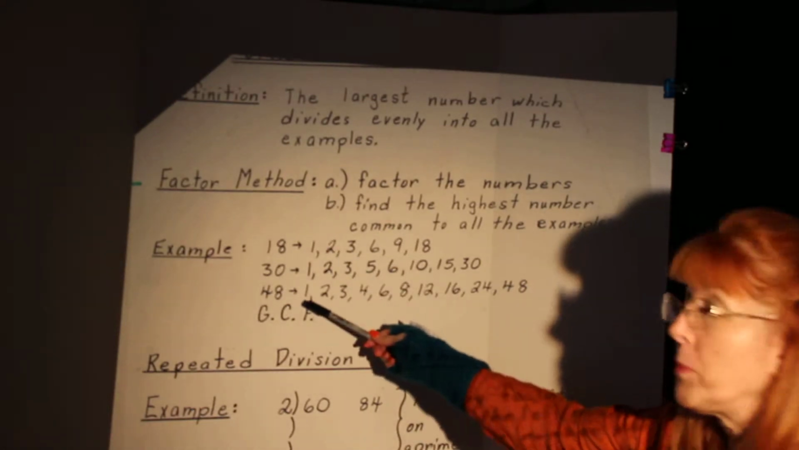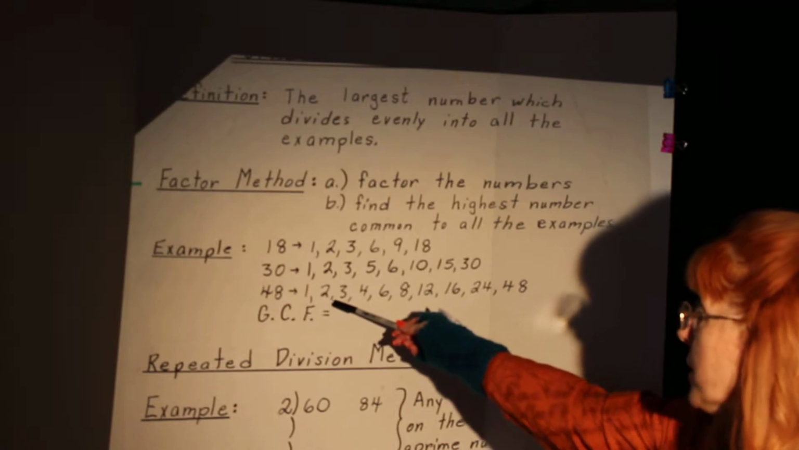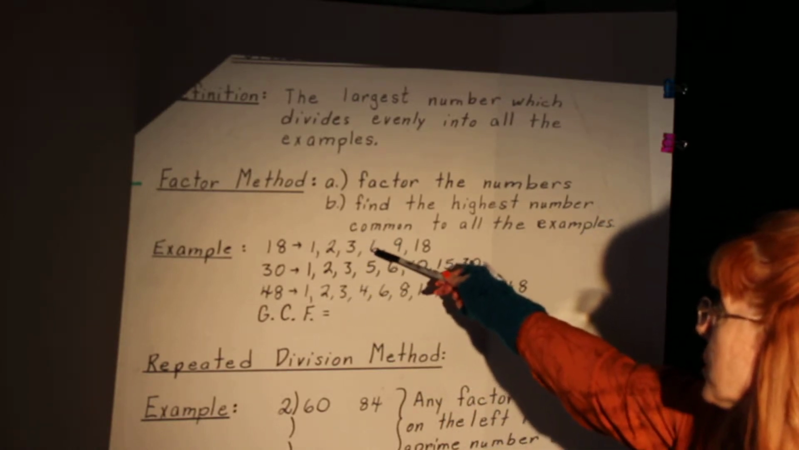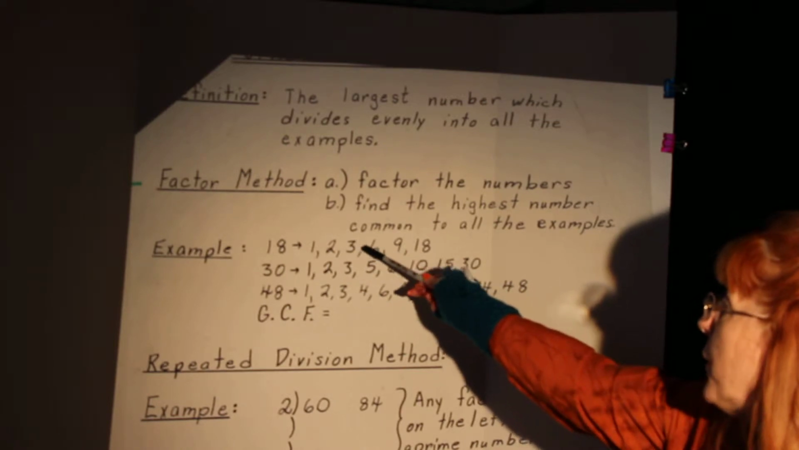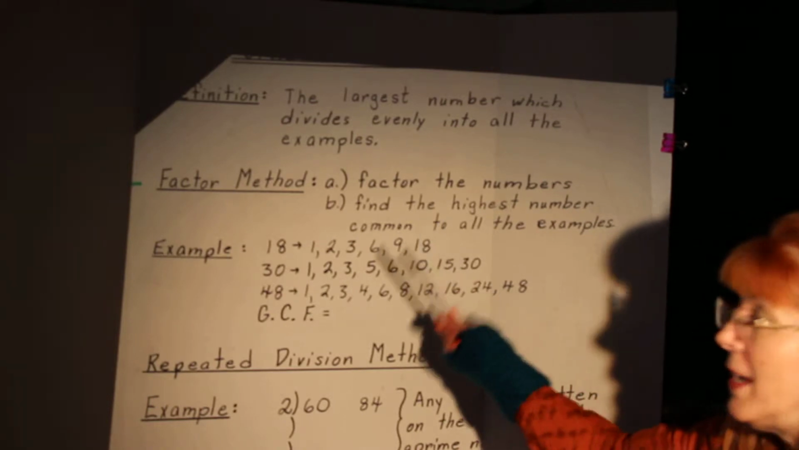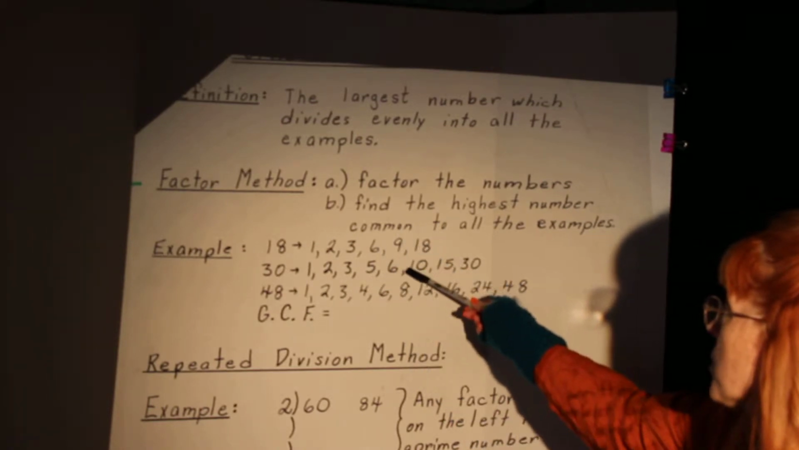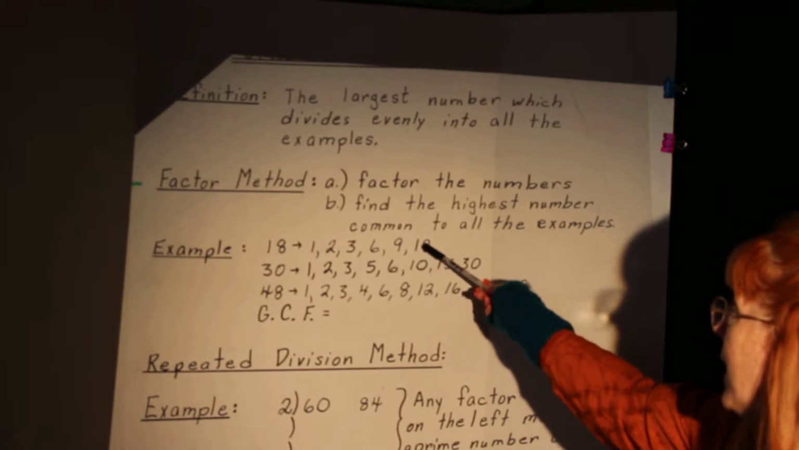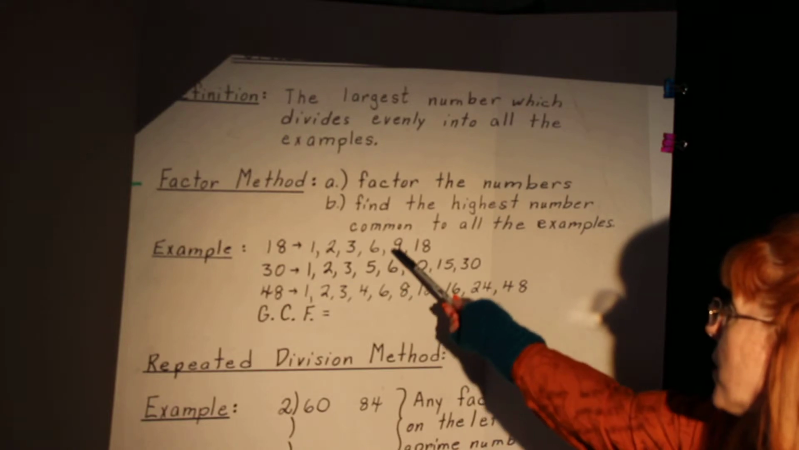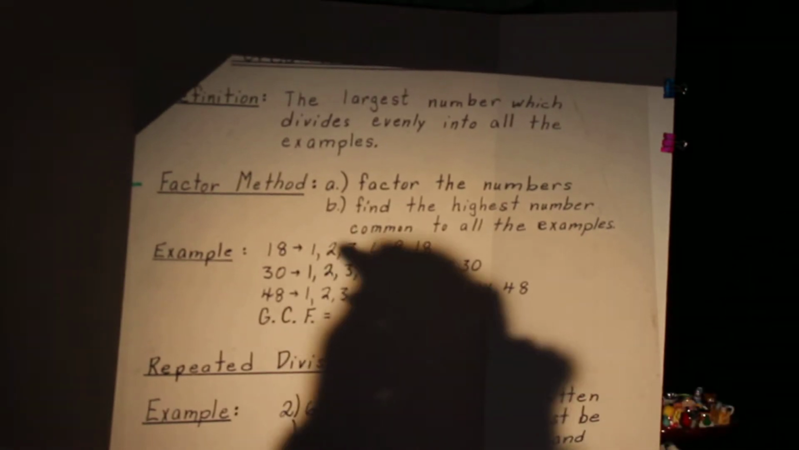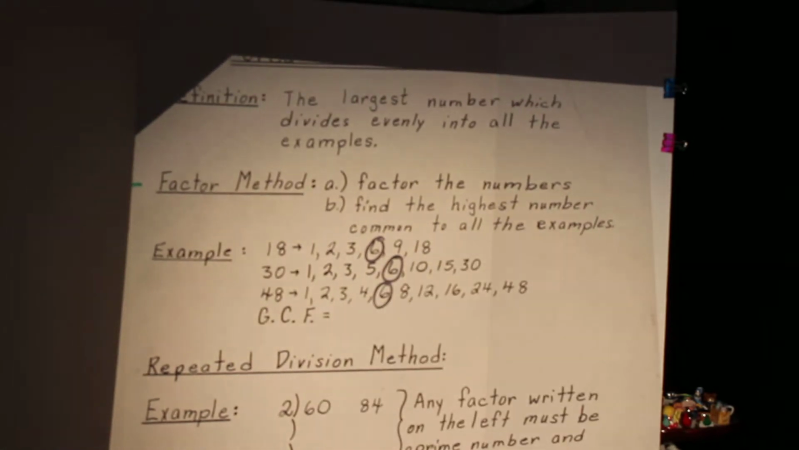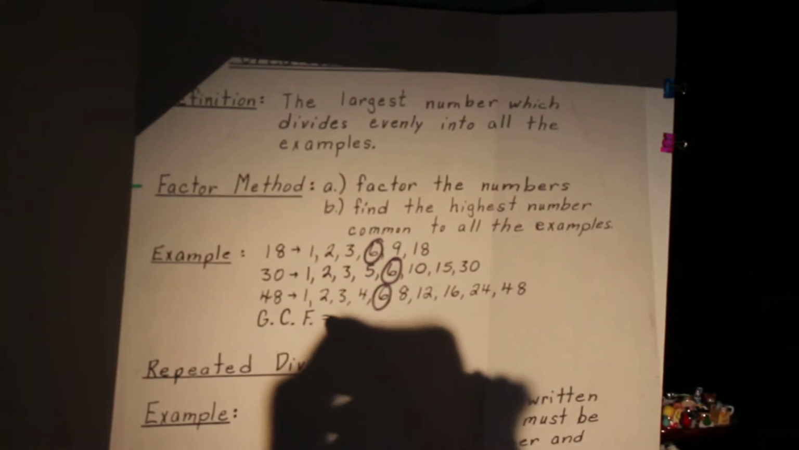1's not going to work because everybody's going to have 1. 2, sometimes it might be, but in this case we're higher. 3, there's a 6. 5, 4, there's no 5 or 4 here. 6 is the next one. There's a 6 here, there's a 6 here. Is there a higher one? 9, there's no 9. 18, there's no 18. So we've kind of run out of numbers. So in our case, 6 is it. We're going to circle the 6. Down where it says greatest common factor, the greatest common factor is 6.